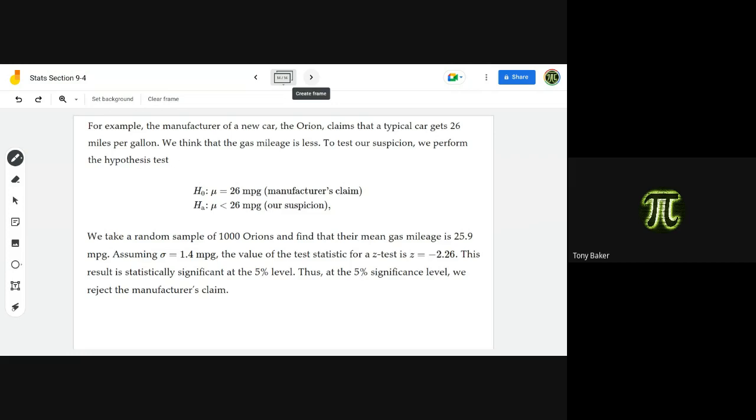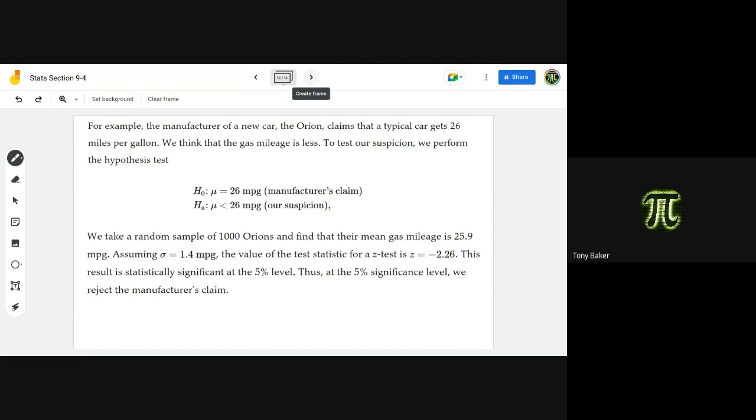They take a random sample of 1,000 cars and find that the mean gas mileage is 25.9 miles per gallon. Assuming that the standard deviation is 1.4, they find the test statistic is negative 2.26, and that results in statistically significant at the 5% level. So at the 5% significance level, we reject the manufacturer's claim.